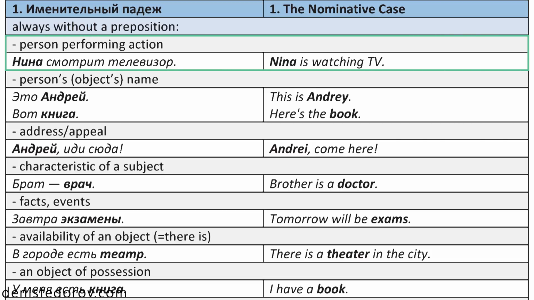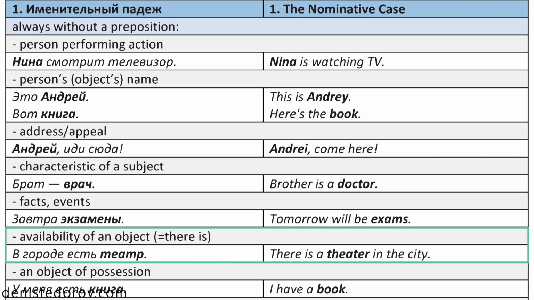Person performing action. Nina смотрит телевизор. Nina is watching TV. Person's or object's name. Это Андрей. This is Andrei. Вот книга. Here is the book. Address appeal. Андрей, иди сюда. Андрей, come here. Characteristic of a subject. Брат, врач. Brother is a doctor. Facts, events. Завтра экзамены. Tomorrow will be exams.